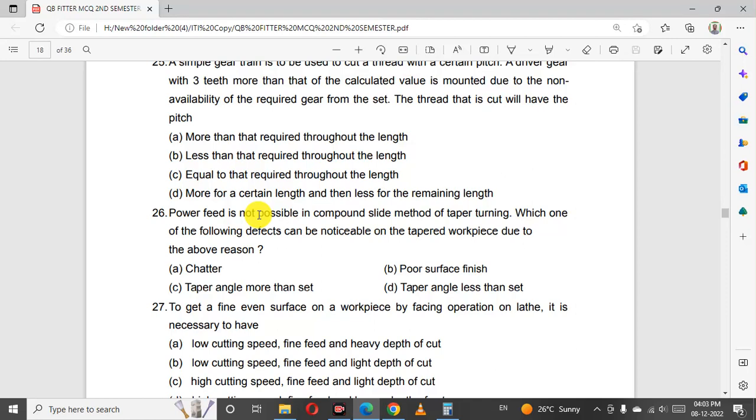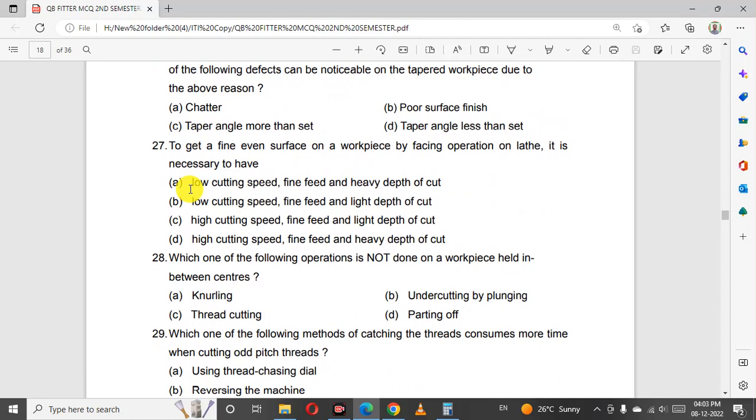Power feed is not possible in the compound slide method of taper turning. Which of the following defects can be noticeable on the tapered workpiece due to this reason? Poor surface finish.